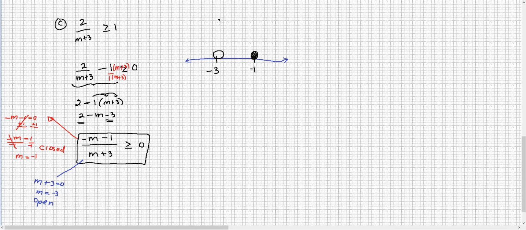Now this creates 3 regions, A, B, and C. And we need to pick points that we need to test. To the left of -3 is -4. Between -3 and -1, -2. Greater than -1, 0. And so I'm going to pause the video and you do the same. And what I'm going to do is I'm going to test each of these points. And I'll show you the results in just a bit.